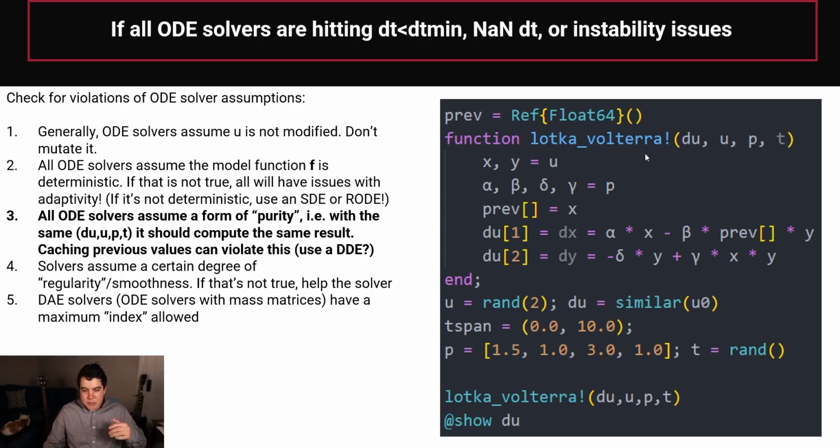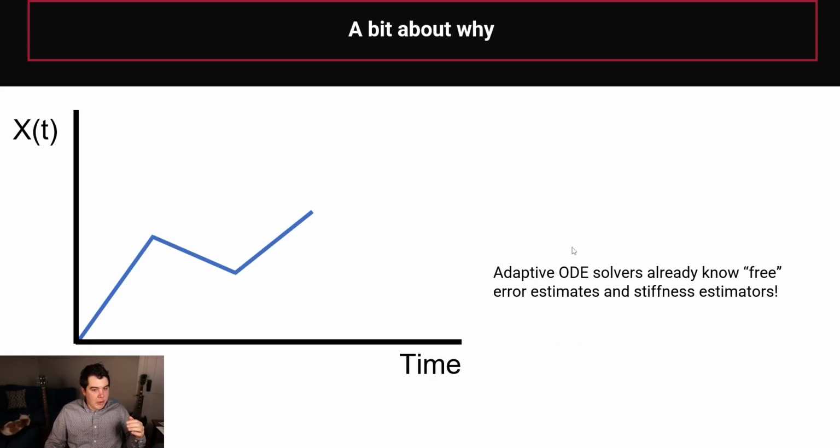So here's a case where non-purity shows up, where you say, oh, I cache a value from the previous time, and I want to use the u of t minus delta t here, and so I cache it into here, and I use the previous one, right? Or maybe use the previous one from a previous time step or something. Don't do this. If you're trying to use a previous value, then you're probably solving a delay differential equation, in which case you need to use a delay differential equation solver. In fact, this is not doing what you think it's doing at all. Let me go into a bit about why.